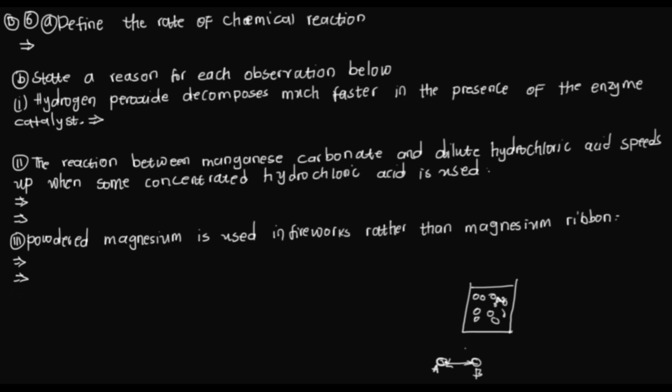Now the rate of a chemical reaction tells us how fast the particles are colliding with each other. So if the particles are colliding slowly with each other, we can say the rate of a chemical reaction is slow. In a case where we have the rate of chemical reaction fast, that simply denotes that the speed at which the collision is taking place is fast. So therefore, the rate of a chemical reaction tells us the speed at which a reaction proceeds.